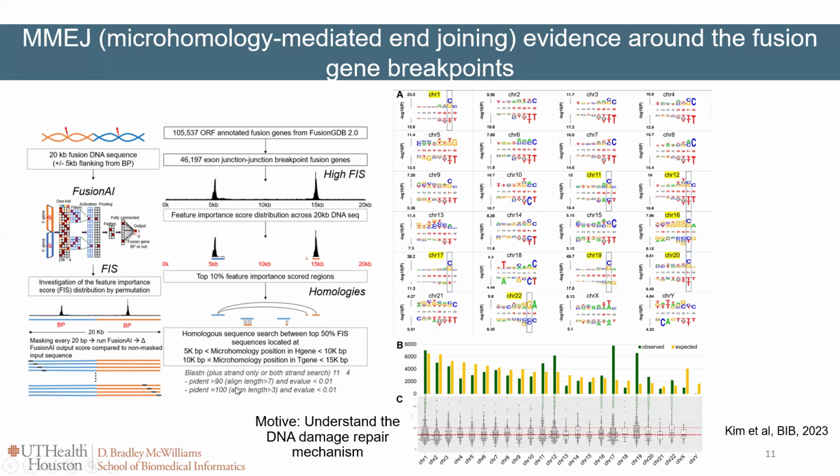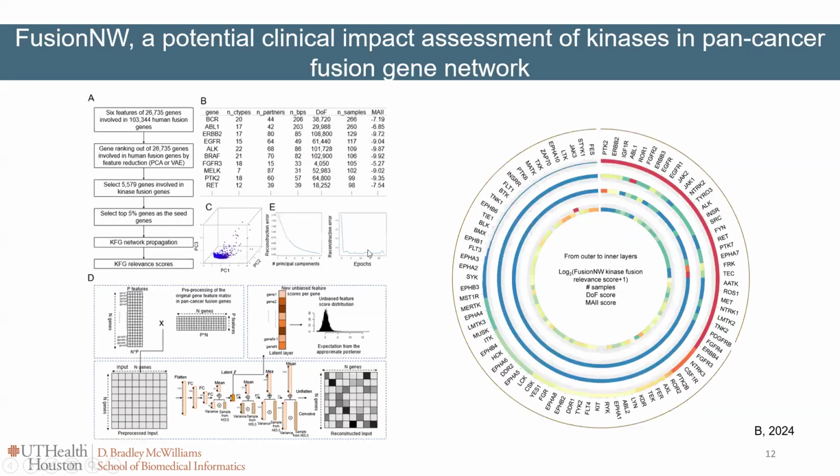Then we found this number of microhomology events. Across all chromosomes, we see that the seventh position has some high sequence. And then we compared with the number of FusionNeoAntigens. As you see here, these yellow chromosomes highlighted here have more observed FusionNeoAntigens compared to the expected number. And the FusionNetwork we published this year.